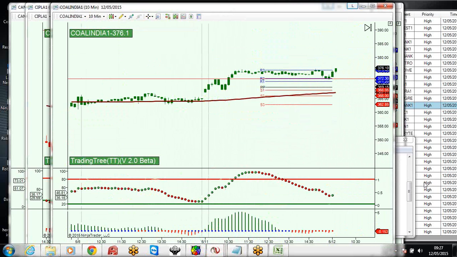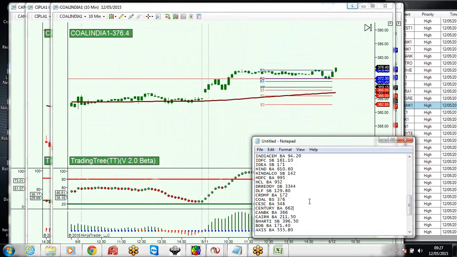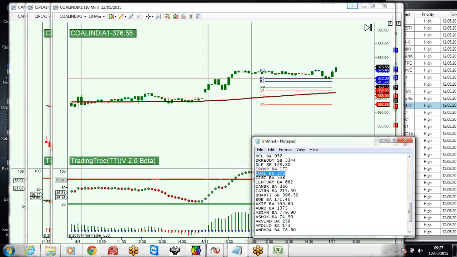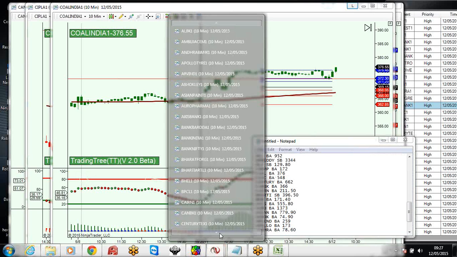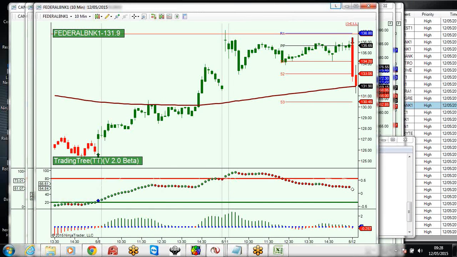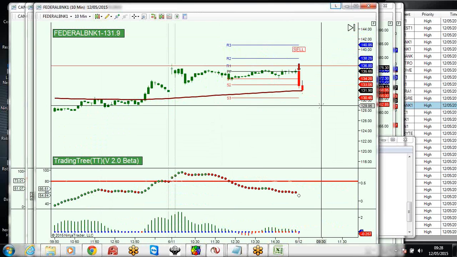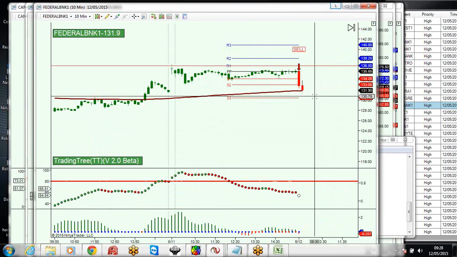Coal India I have a buy actually. You can just see that. My above is 376, so that's already triggered. That's BA. Federal Bank, we have a short. Our next target will be 130.70, 130.80.